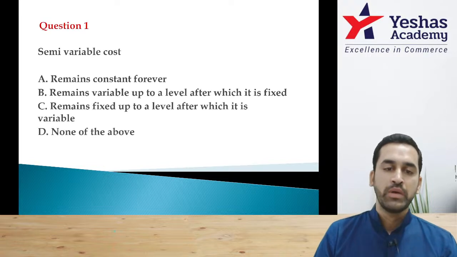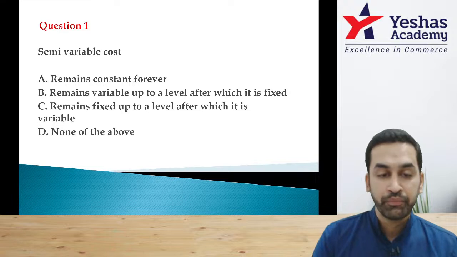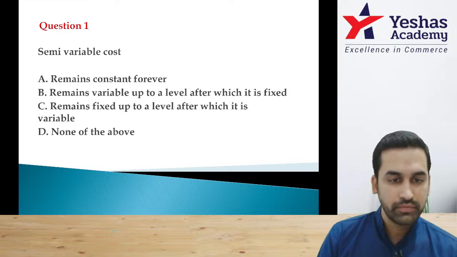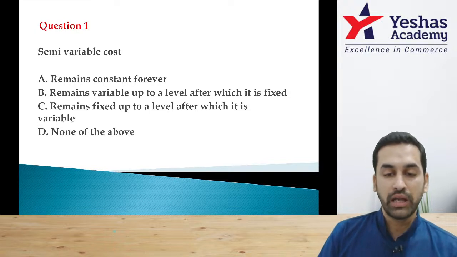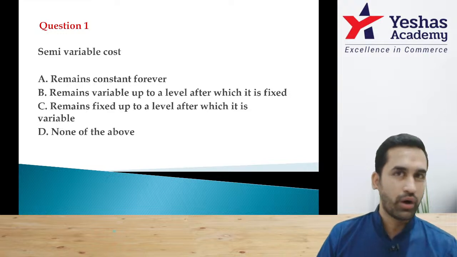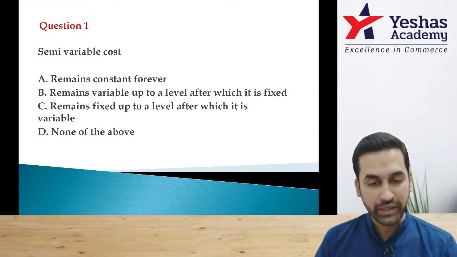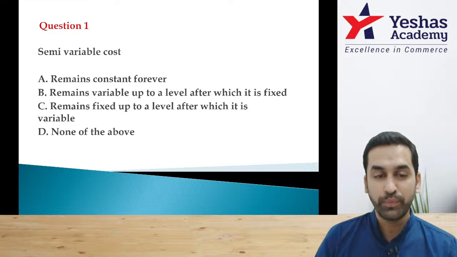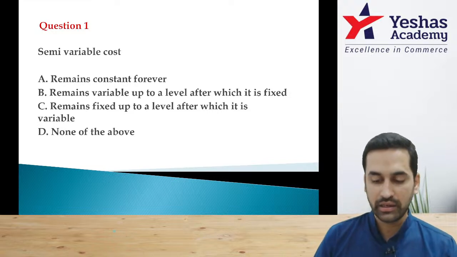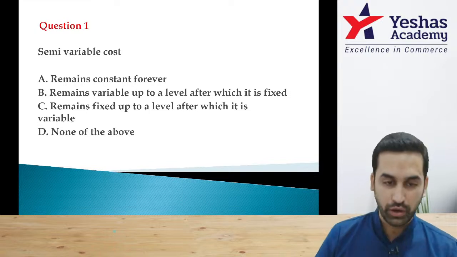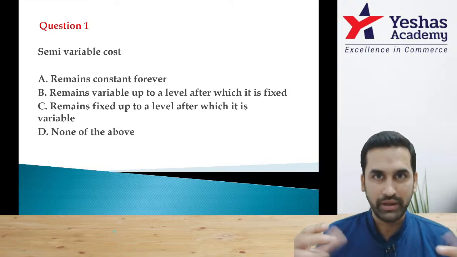First, semi-variable cost remains constant forever. No, that's the nature of fixed cost. B, remains variable up to a level after which it is fixed. This is the wrong answer. Option C looks similar but read properly. It remains fixed up to a level after which it is going to be variable. Option C is the correct answer. Option D is none of the above. That's anyway a wrong answer. So semi-variable cost is a cost that remains fixed up to a level.